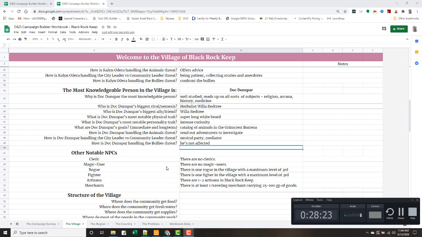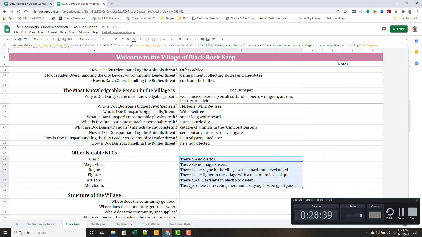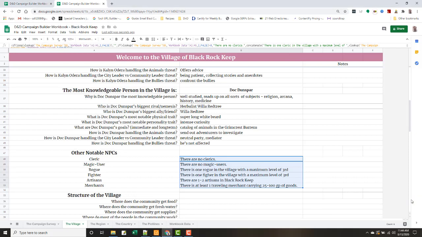So we're going to run through the other notable PCs real quick, just to get a sense of who they are, and then we'll be finishing up this video. This section of the sheet is controlled by the workbook data, and it's based on the size of the village.